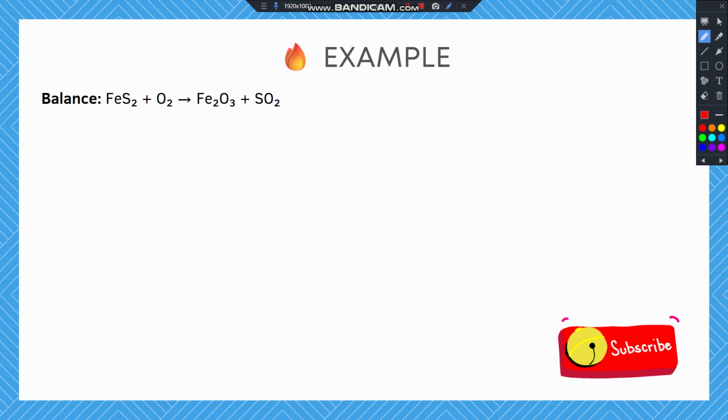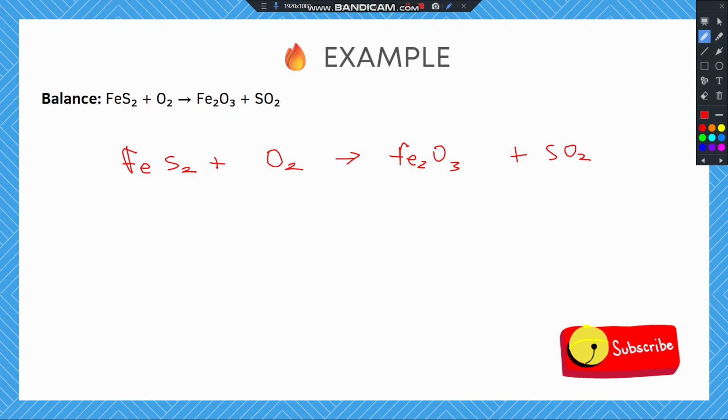So using the algebraic method, the first thing to do is to assign letters to represent the coefficients that should be in front of every compound. So we have the equation to be FeS₂ plus O₂ yielding Fe₂O₃ plus SO₂. So the first thing we want to do is to assign a letter to represent the appropriate coefficients for each compound. So let's assign letter A to stand in front of this compound.